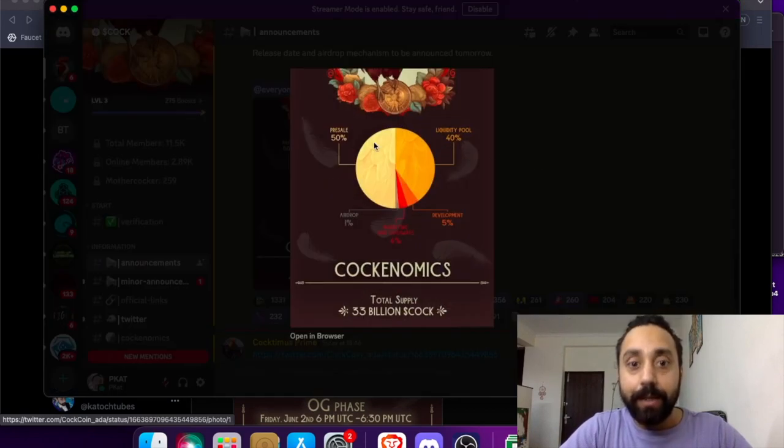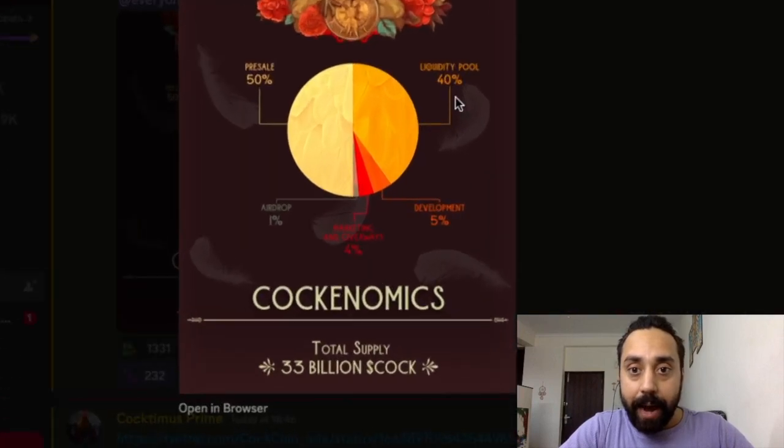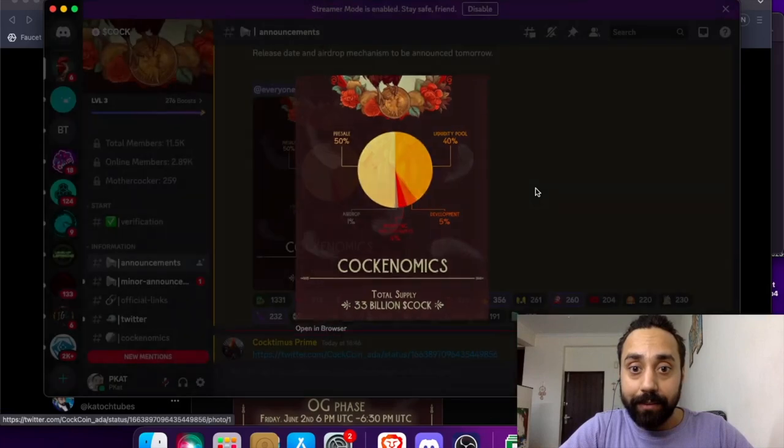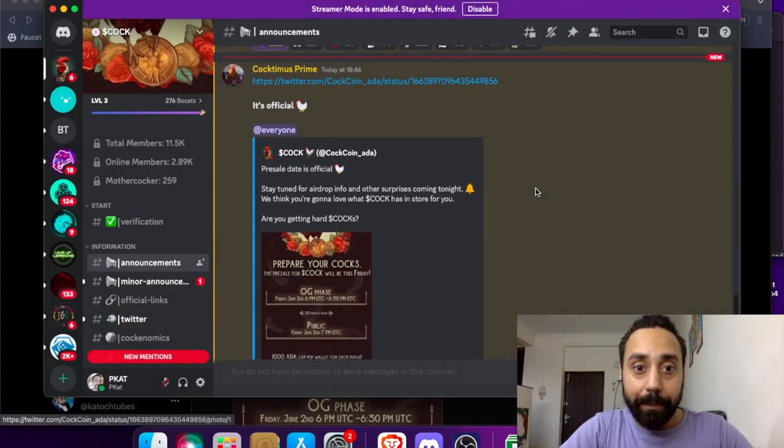So this is the tokenomics. Let me just expand it. 50% is going to the pre-sale, which is going to get live. I'm going to share the details shortly. 1% is airdrop. Marketing and giveaways is 4%. Development is 5%. And liquidity pool is 40%. The total supply is 33 billion COCK. So it is not yet live. This is the time when you can enter and reap gains if you want to get in early and get out early. Remember I told you, meme coins make you money if you enter at the right spot and exit at the right spot.